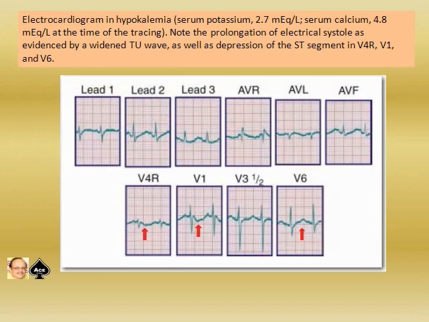I am showing you the ECG of hypokalemia, that is serum potassium low, 2.7 milliequivalent per liter. Serum calcium was 4.80 milliequivalent at the time of tracing. Note the prolongation of electrical systole as evidenced by a wide TU wave as well as deep depression of the ST segment in the leads V4R, V1 and V6, which I have shown with red arrows.